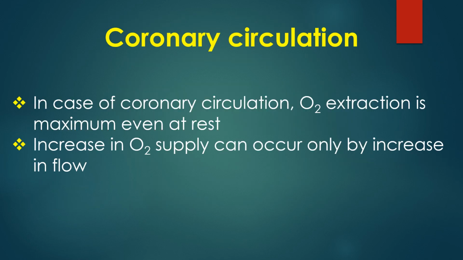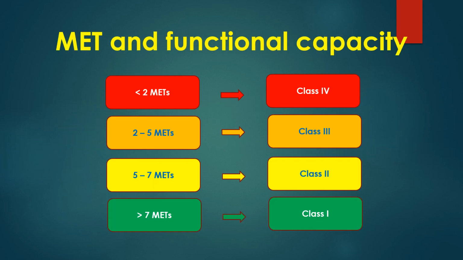But in the case of coronary circulation, oxygen extraction is maximum even at rest, so an increase in oxygen supply can occur only by an increase in flow. A person with maximum exercise capacity of less than 2 METs will be in class 4. Those with an exercise capacity of 2 to 5 METs will be in class 3, and those with a capacity between 5 to 7 METs will be in functional class 2. If a person has more than 7 METs of exercise capacity, the functional class will be 1.